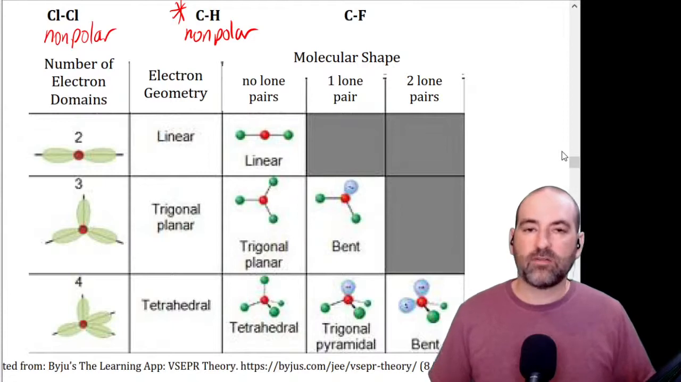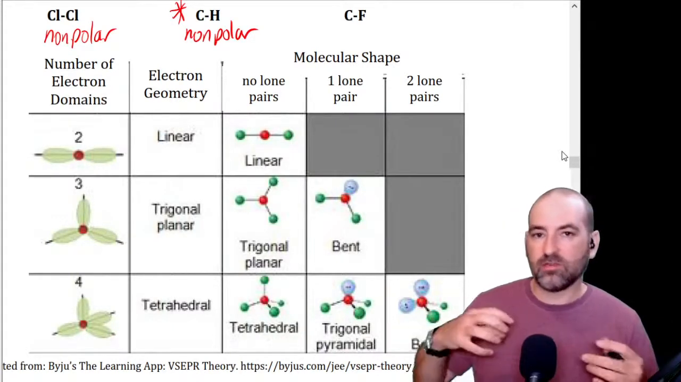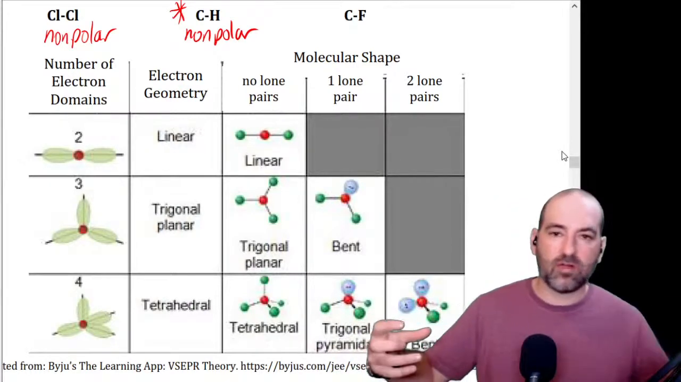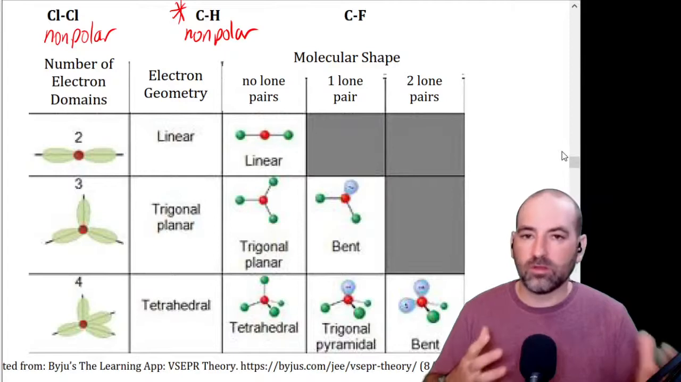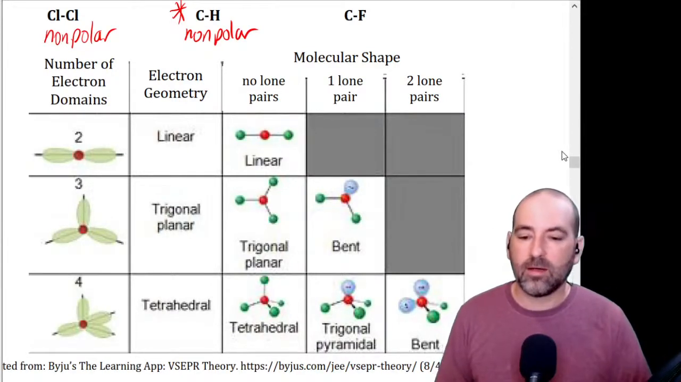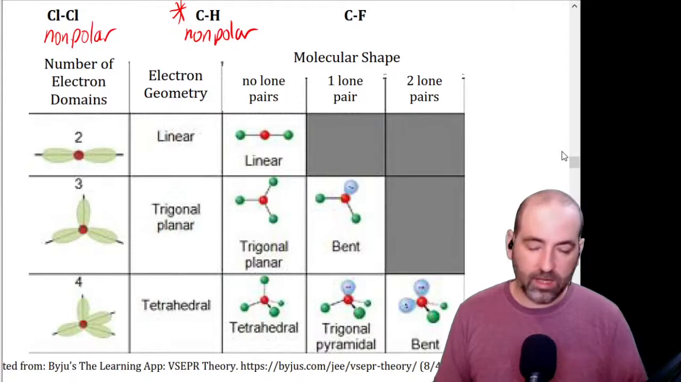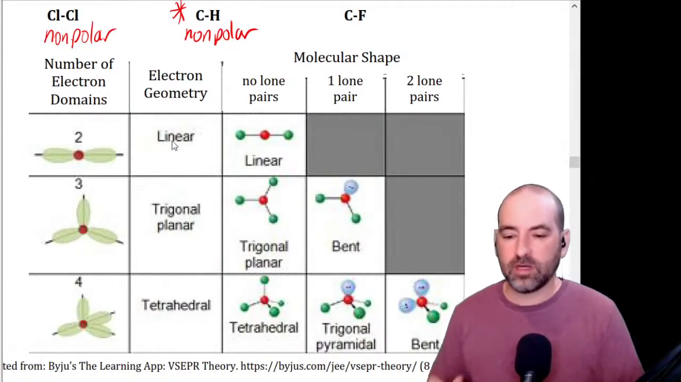Because as it turns out, if you have polarity going in opposite directions, so like the negative is pulled to the left and the negative is pulled to the right, those kind of cancel each other out. And so the overall molecule no longer shows that separation of positive and negative. So we're not going to go through a full treatment of how to do all of this. We're just going to do it part of the way.